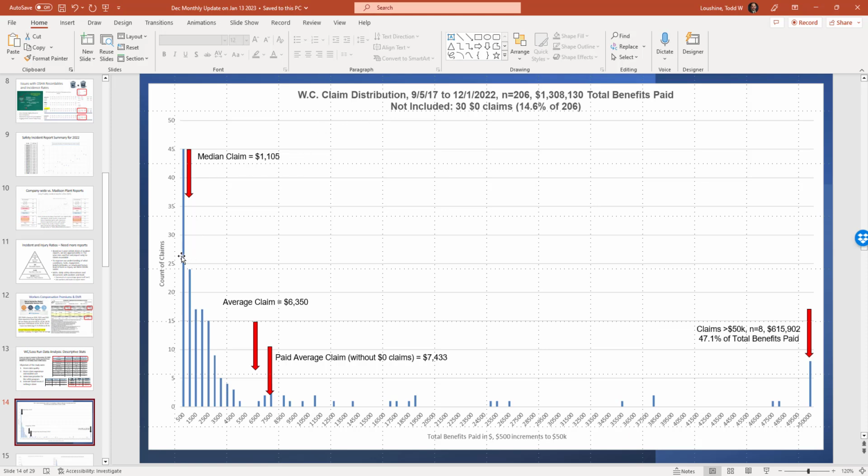It starts with ones that are 500 or less. There are 45 of them. The median claim is about 1,100, which is about right here. You see how it has that curve, asymptotic curve. The average is 6,300. The paid average is 7,400. And then you can see down here, there are 8 claims that represent 615,000, or almost half, 47% of the total benefits paid. So 8 claims. That's an extreme. That's an outlier, if you will.